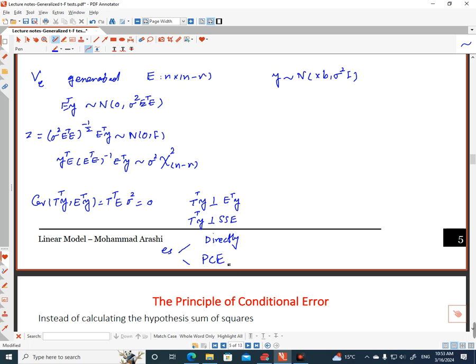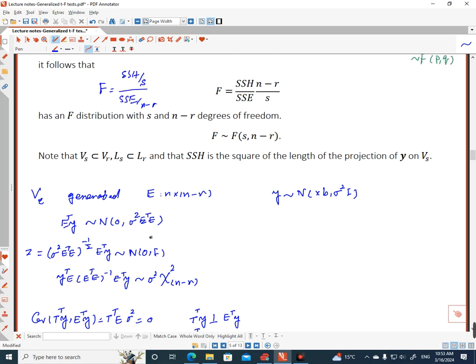In the next video, I will explain the principle of conditional error, and I will show why Vs is a subspace of Vr, and the geometrical representation of that.